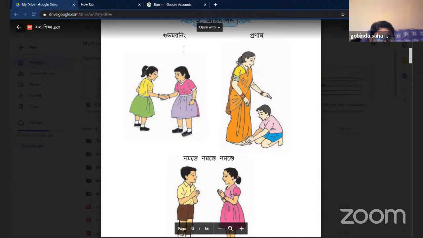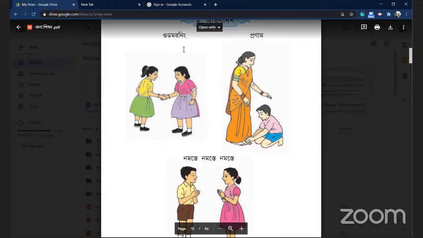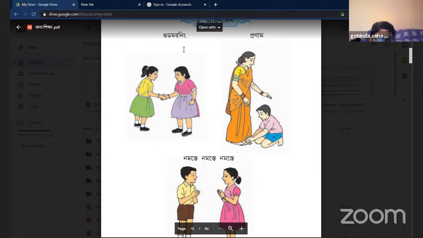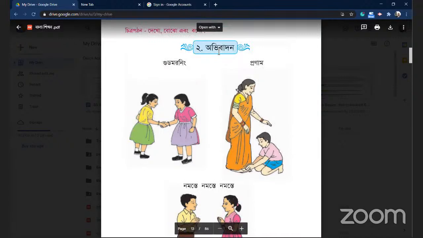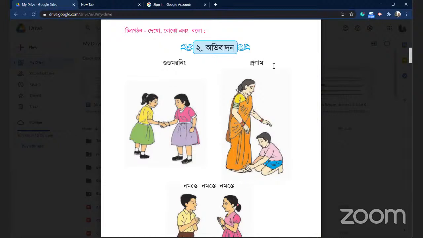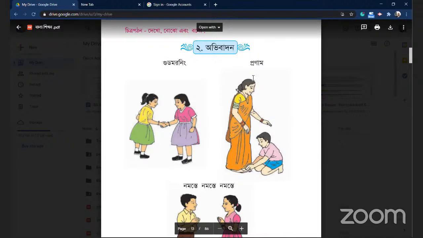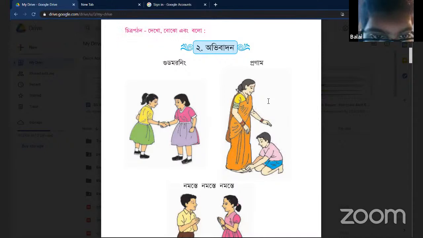Good morning. And then next one, what is next one? Someone is offering, bowing down, son is bowing down to mother. What is on top? Can anyone read this word here? Arjun, what is this word here? Bolai, what is this word on top of this Mataji? Pranam. So you should see also by picture.